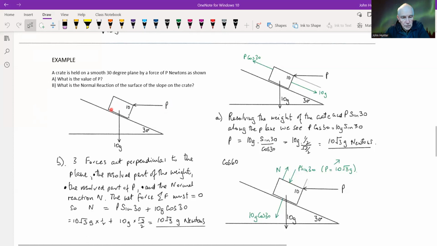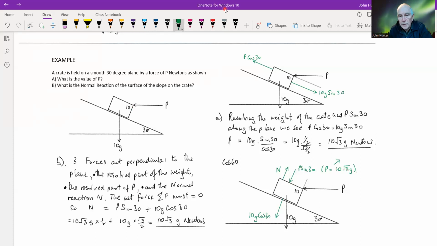So we've got this thing sitting on here. It's got its weight, 10g, and then it's got this force coming in obliquely. It's coming in at an angle of 30 degrees to the top, isn't it? So this P is inclined at 30 degrees to the plane. All right, so we've recreated that here, but also added in the forces.